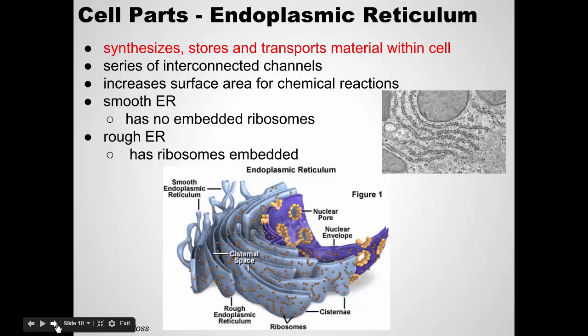The rough ER, when you look at it in the microscope, looks like it's dotted with all these little circular organelles. You see in this electron micrograph, here we have the nucleus, and here's the rough ER. You can see all these spots on them. Those little spots are ribosomes, attached to the rough ER.